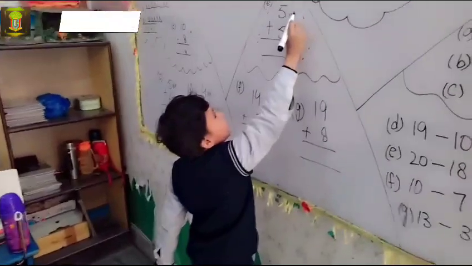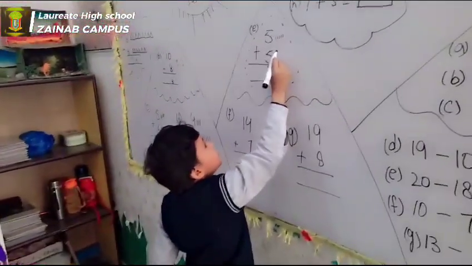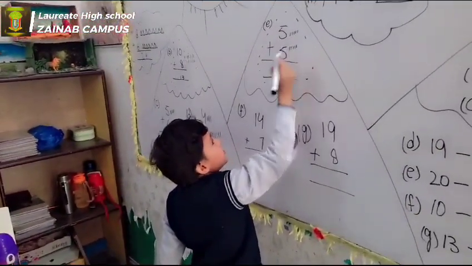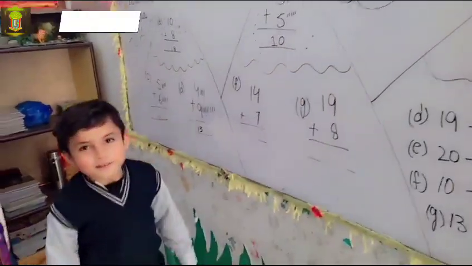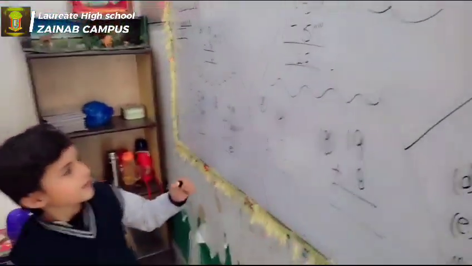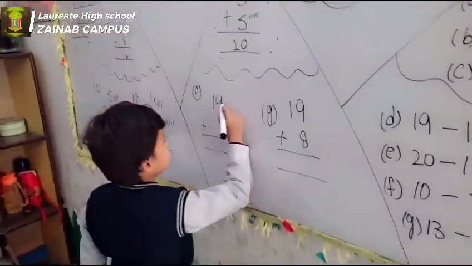It is actually very easy. Ibrahim, you have to do the next part too. Don't make noise. Part F. Solve part F. Keep quiet, everyone.